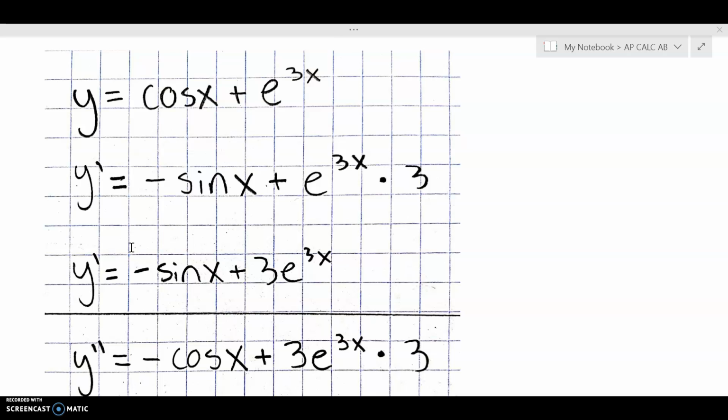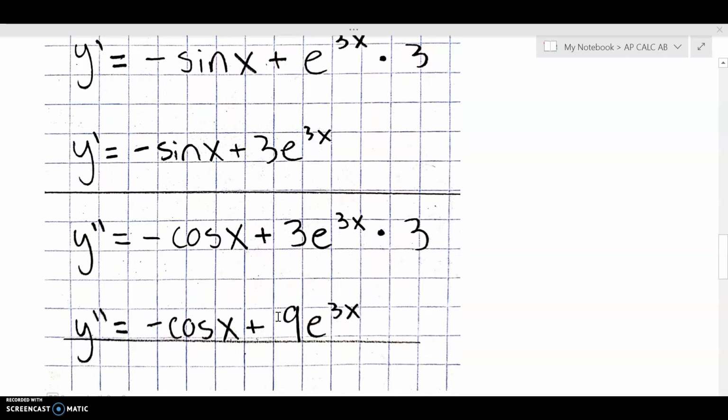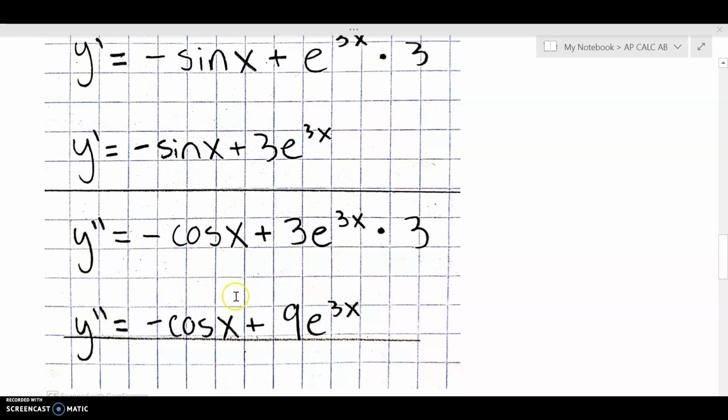plus, so the derivative of 3e raised to the power of 3x is very similar to what we had before. This time all we have is a coefficient of 3 out front. So we apply chain rule the same way. So the outer function, if we take the derivative of that, it's going to be the same thing. And then the derivative of the inner function is going to be 3. So if we clean this up a bit, you get negative cosine x plus 9e raised to the power of 3x.